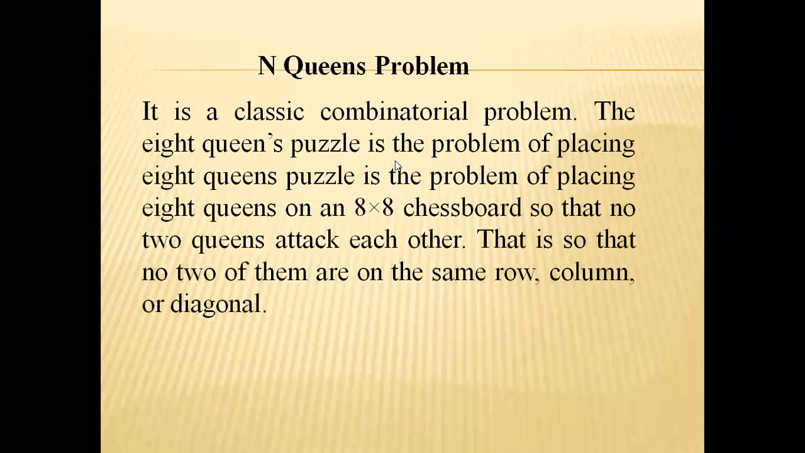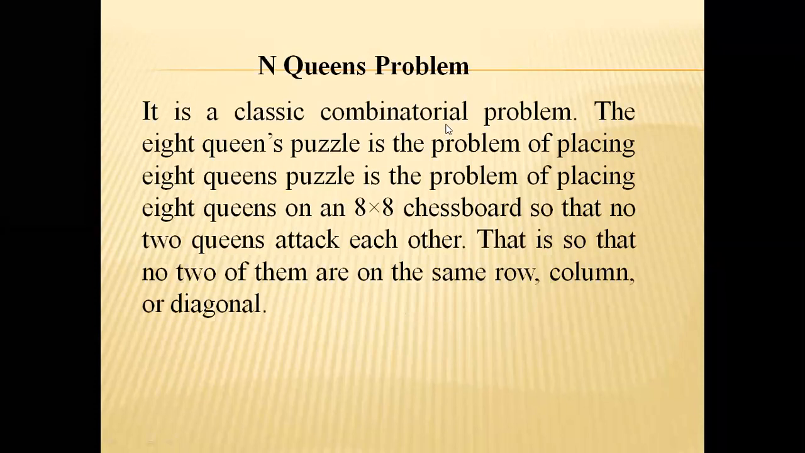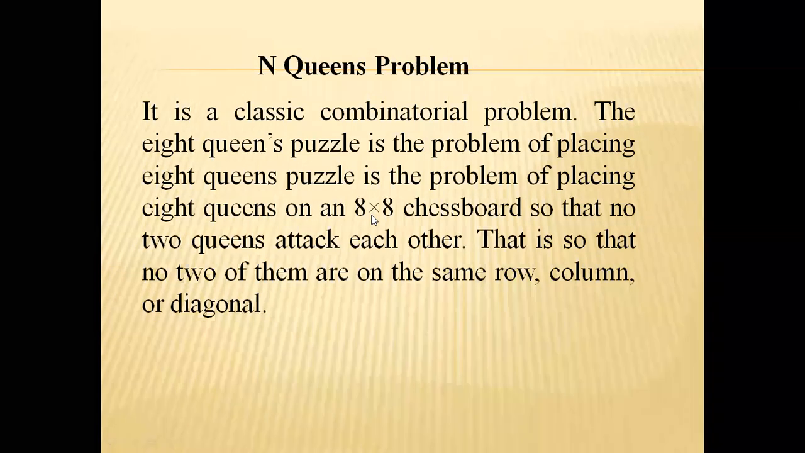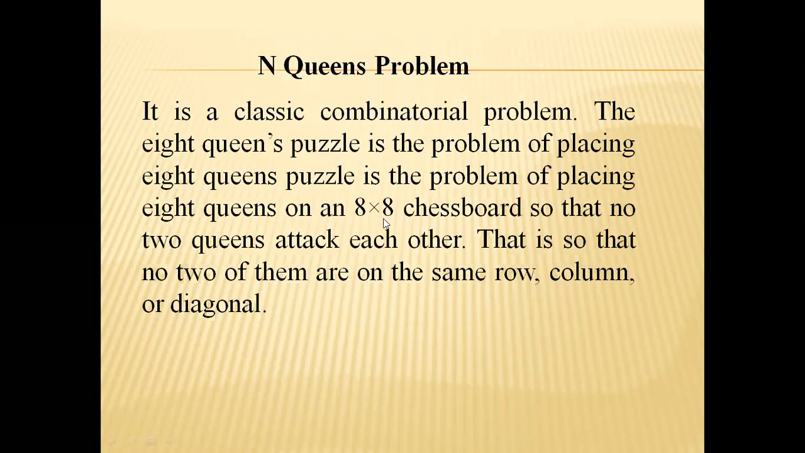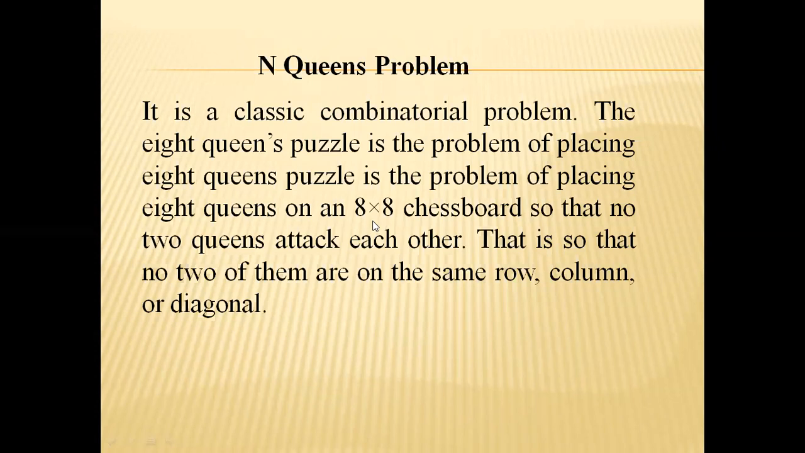The first one is the n queen problem, or the 8 queen problem. Suppose in an n queen problem, the queens are placed on a chessboard. It is an 8 by 8 chessboard, or n by n chessboard, or 4 by 4 chessboard. In an 8 by 8 chessboard, the eight queens are placed, and each queen is placed in one square. No two queens are in the same row, same column, or same diagonal.